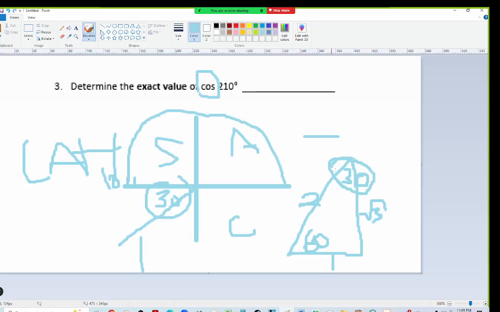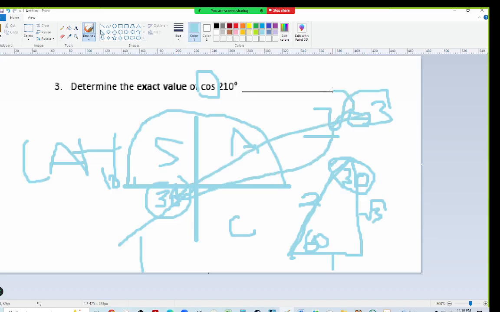What's the adjacent side to this 30 degrees? It's square root of 3. And what's the hypotenuse? 2. So the answer to the cosine value of 210 is negative square root of 3 over 2. And keep in mind the negative has to go outside the square root. Don't be tempted to put the negative inside the square root of 3. The negative that we find from this quadrant goes outside. Good?